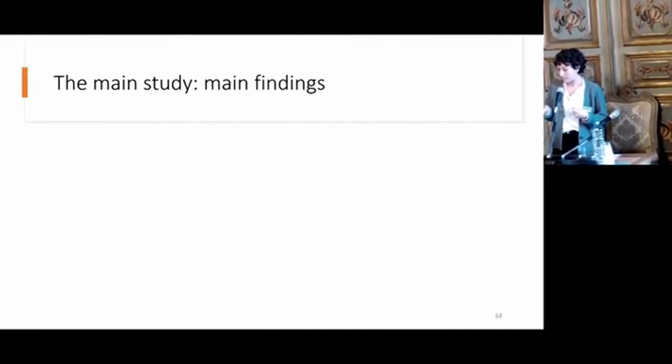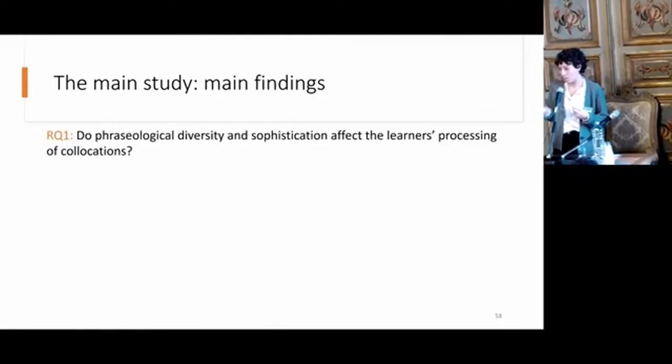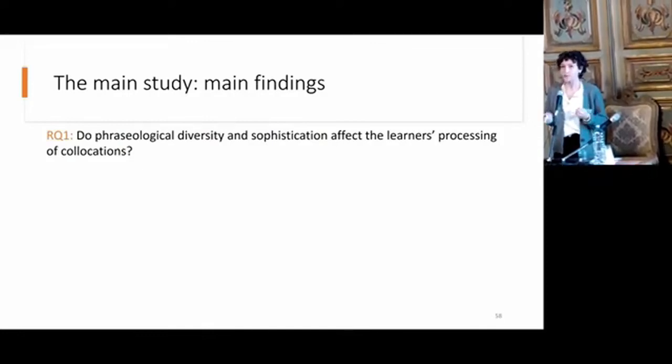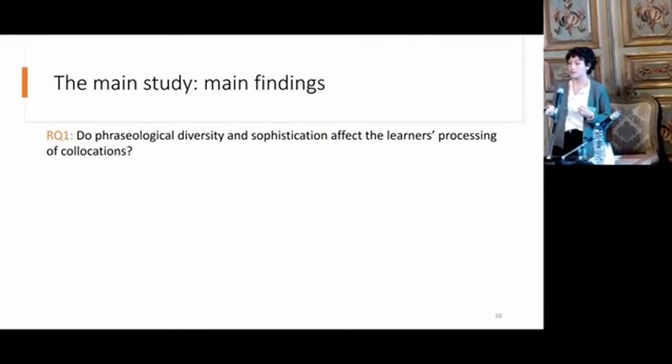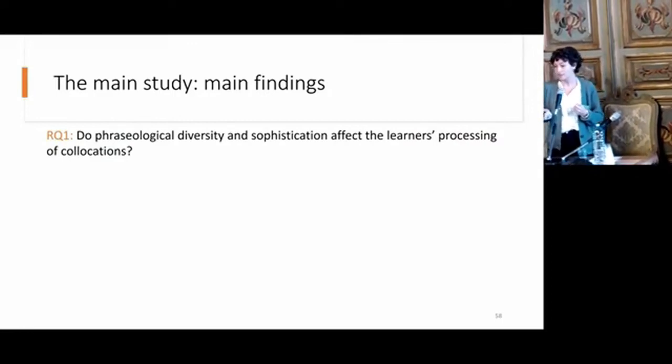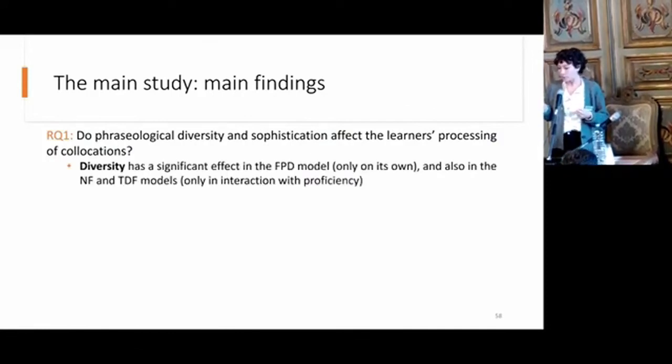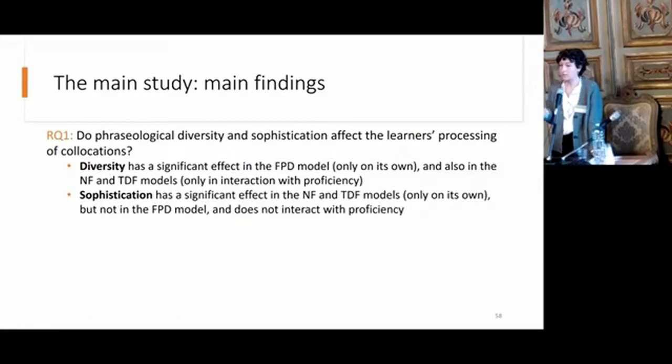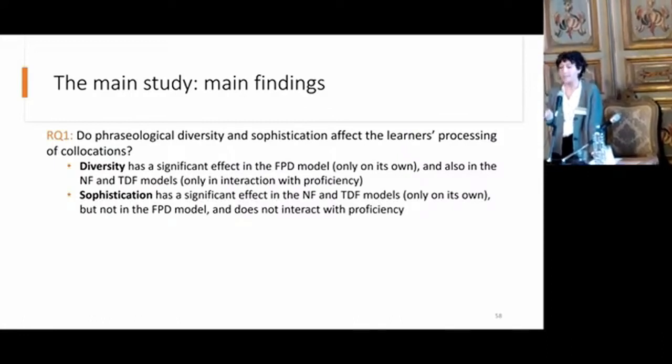So the main findings of these studies are very complex and hard to interpret, but we still work on it. And so let's turn to our research questions. The first research question was, do phraseological diversity and sophistication affect the learner's processing of collocations? They do. We found that the diversity index affected the early stages of processing and interacted with proficiency in the late stages of processing. On the contrary, sophistication affected only late comprehension processes, and it does not interact with proficiency.